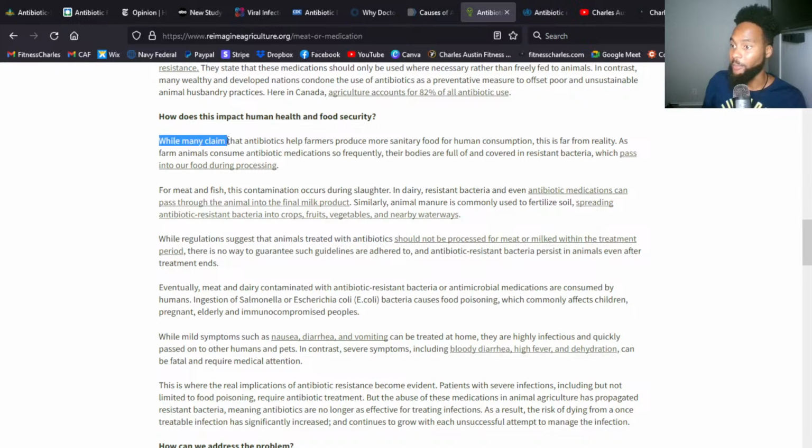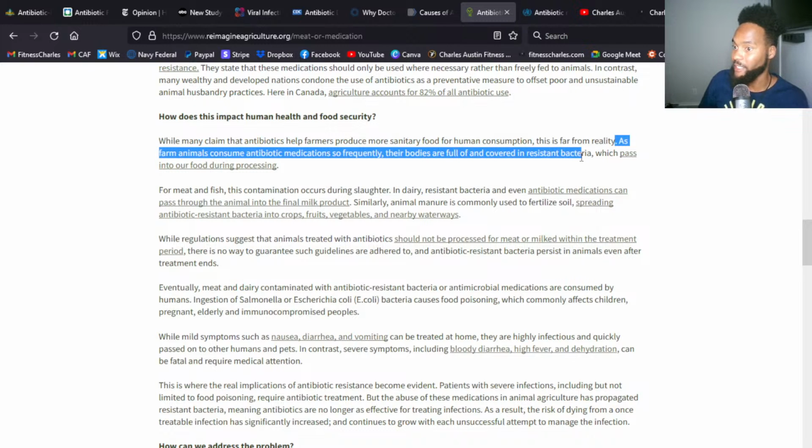So a lot of people will make the claim that antibiotics help farmers produce more sanitary food. They say, hey, this stuff is actually helping the animals stay clean and stay healthy, right? This is kind of far from reality, as it says here. So as farm animals consume antibiotic medications so frequently, their bodies are full of and covered in resistant bacteria which pass into our food during processing, right? So the antibiotics are on and in the foods that you're eating. So they're doing this over and over again in agriculture. And where do you think that goes once it gets on your plate? You eat it. Now it's in your body. Okay? So now those same bugs that are resistant in the livestock, now they're resistant in you as well.